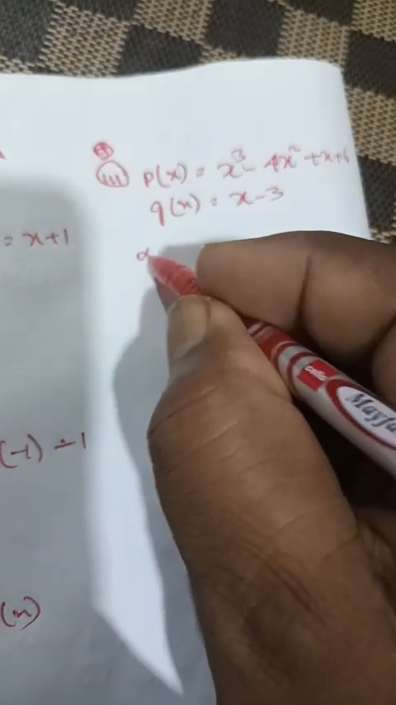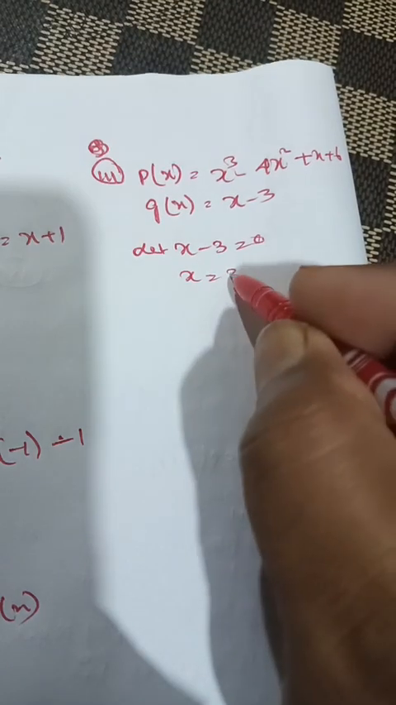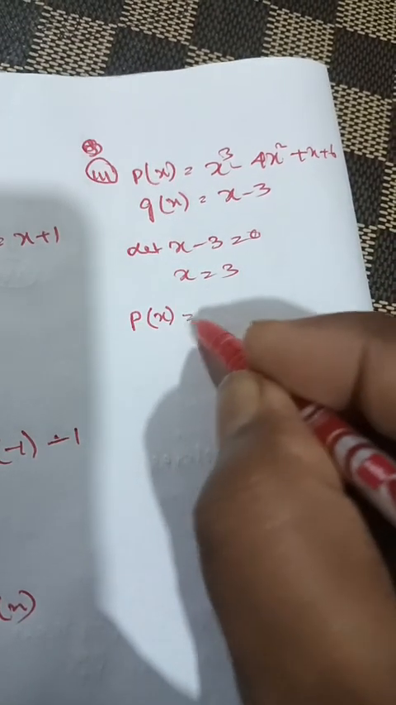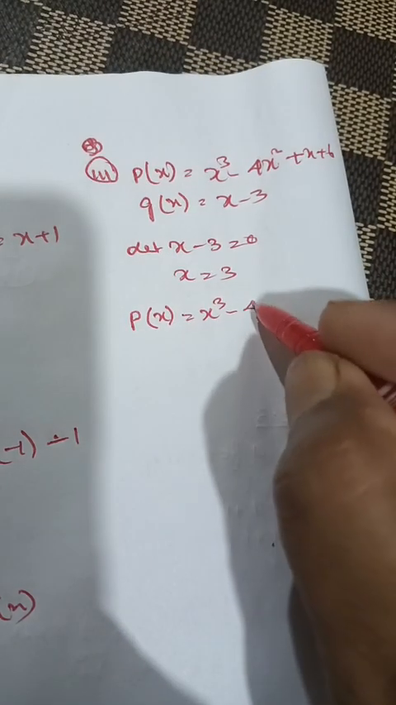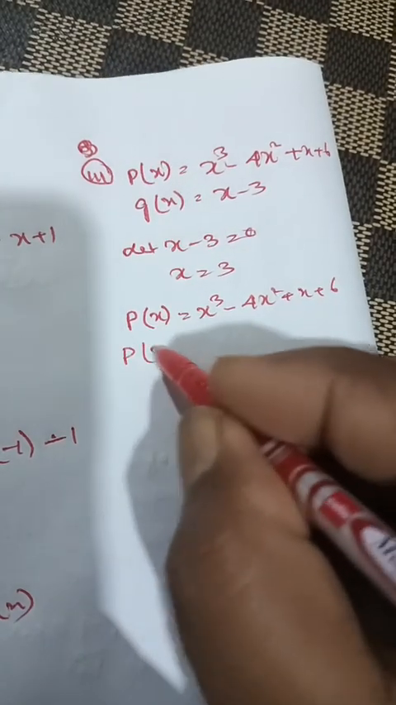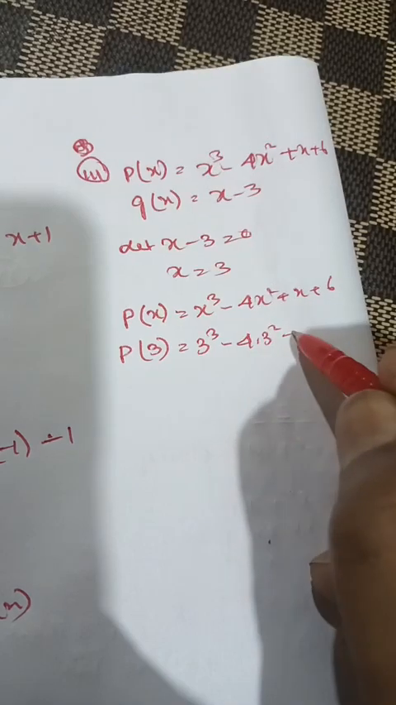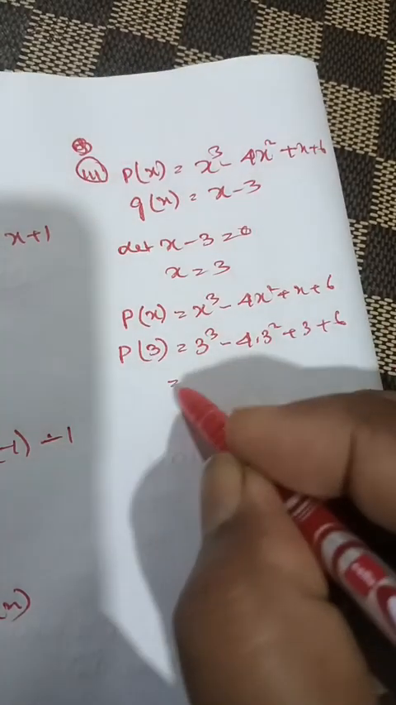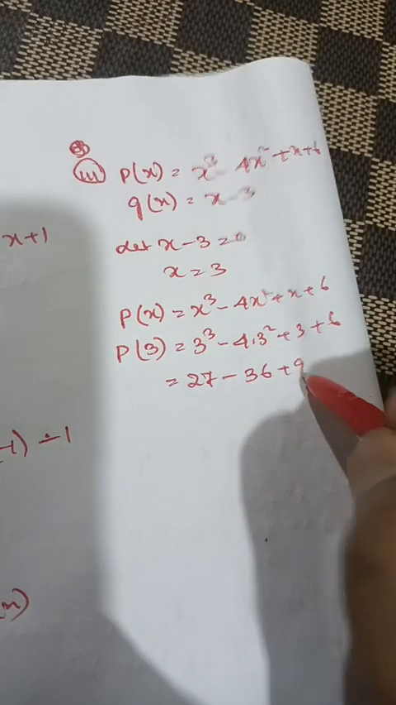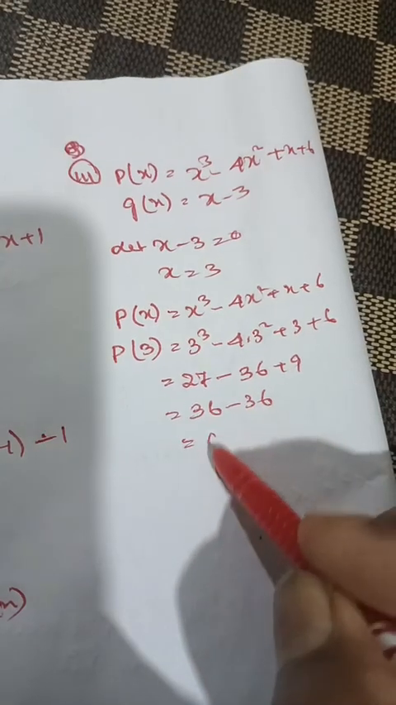Next again we have to check whether x minus 3 is a factor of this. So again you write let x minus 3 is equal to 0. Therefore we can write x equal to 3. Now you write p(x) is x cube minus 4x square plus x plus 6. Now in place of x you put 3. 3 cube minus 4 into 3 square plus 3 plus 6. 3 cube is 27, 9 times 4 is 36, plus 9. 27 plus 9 is 36 minus 36, that is equal to 0.